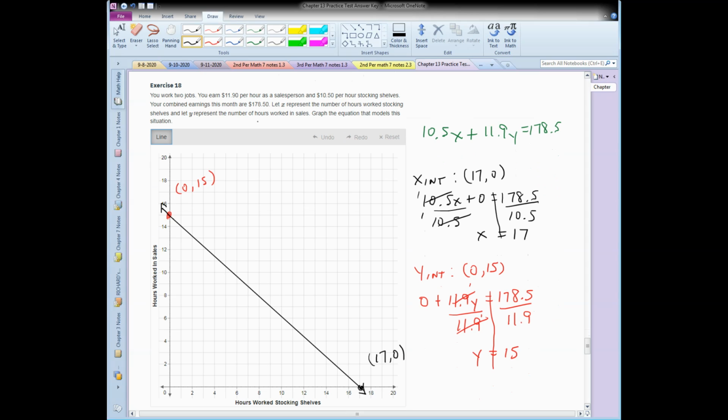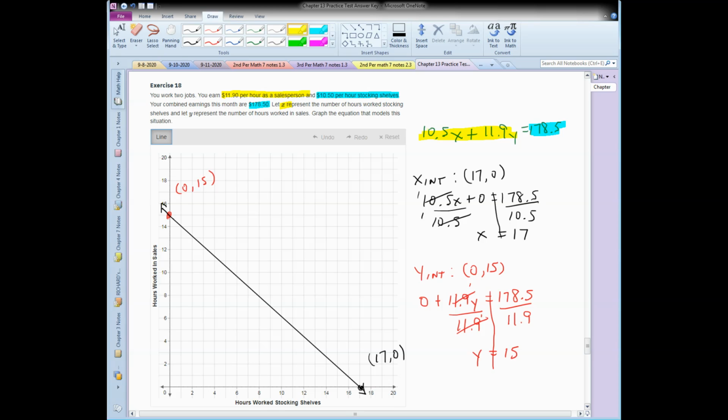So you work 2 jobs. Okay, so what are we going to do? We're going to build an equation that represents how much money you make. Okay, you earn $11.90 per hour as a salesperson and $10.50 per hour stocking shelves. Okay, your combined earnings. So when I add those two, the amount of money I make as a salesperson and the amount of money I make stocking shelves, when I add it together, I get $178.50.